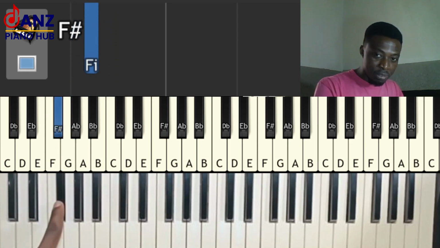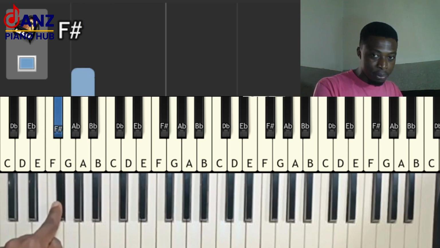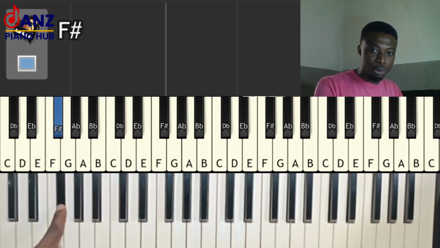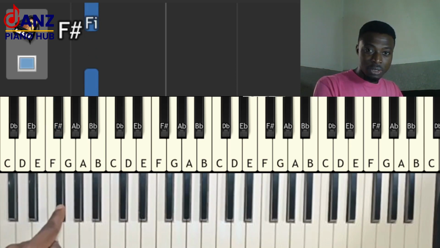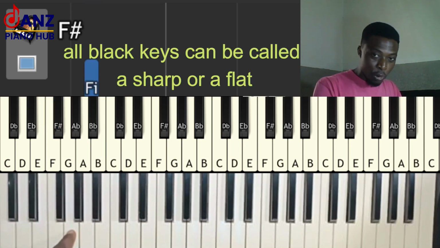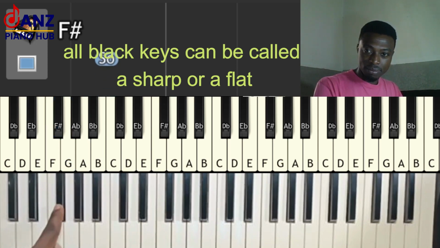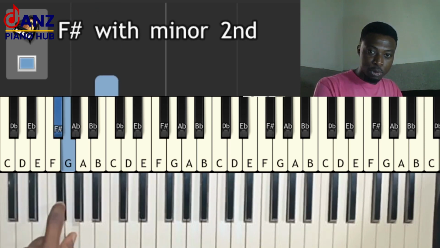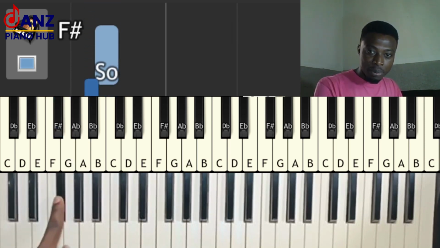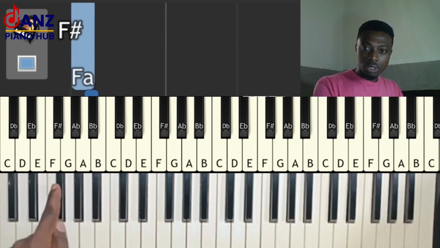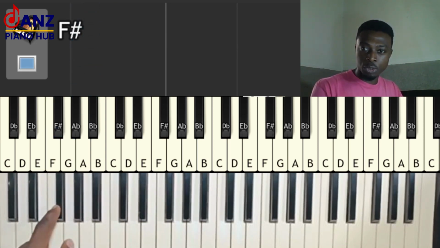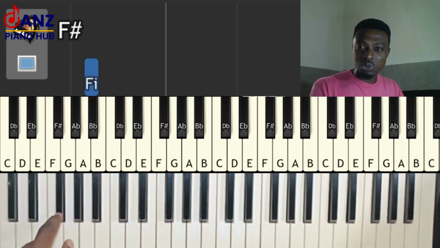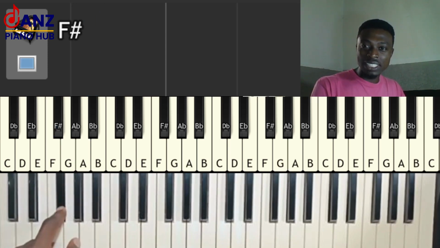So if we want to get the name of this black note, we refer to it as F sharp. That means we are sharpening our F note. Look at the screen. F sharp. Or we can also call it G flat. This is F, this is G. If we sharpen our F note, it's F sharp. If we flatten our G note, it's G flat. Sometimes you might hear some teachers or players refer to this as F sharp, and some other people refer to this as G flat. It is one and the same thing. Don't get it confused.